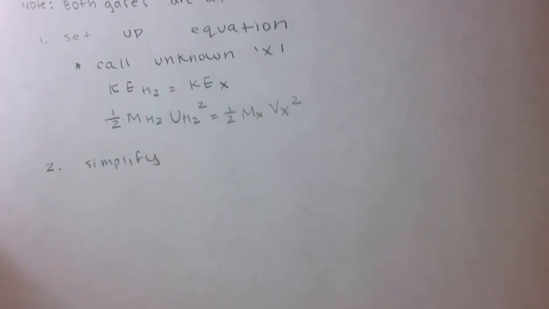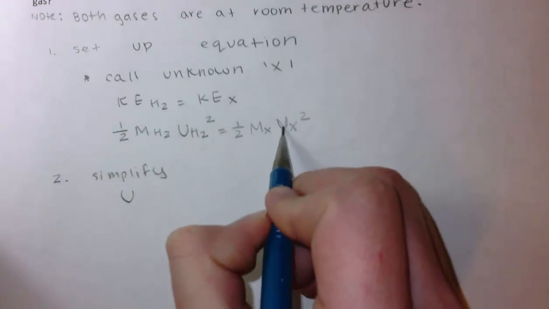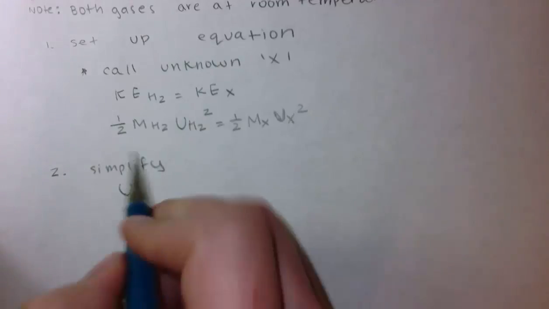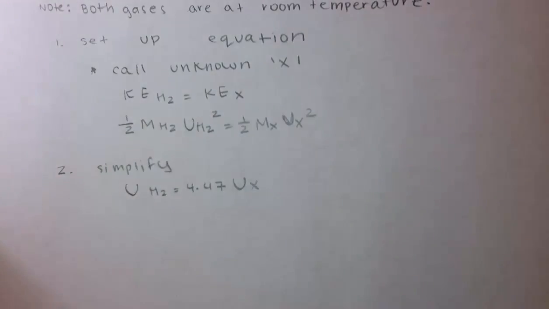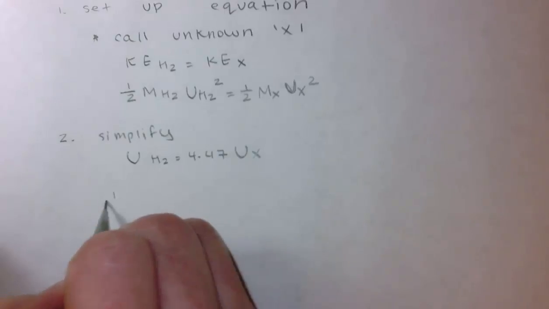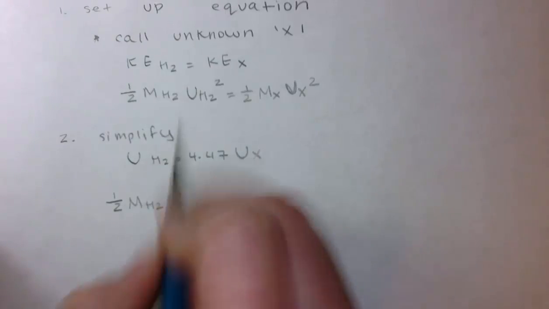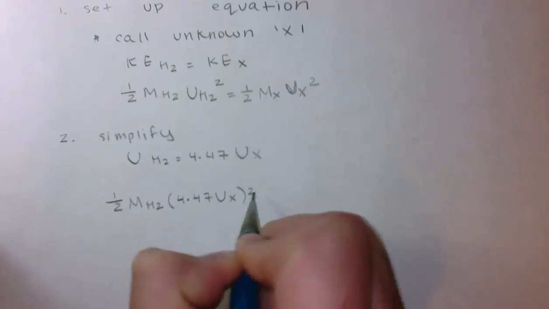So now that we have set up the equation, I'm going to start simplifying using the information given in the problem statement. So we know that if X travels 4.47 times slower than hydrogen, where X is our unknown, hydrogen travels 4.47 times faster than our unknown. So therefore we can say that the velocity, and sorry about that, this should be a U here just to be consistent. We know that the velocity of our hydrogen is going to be equivalent to 4.47 times the velocity of our unknown, which is really key in this problem to recognize that. So now I'm just going to plug in this new information to our equation. So we know that the velocity of hydrogen is going to be 4.47 times the velocity of our unknown.